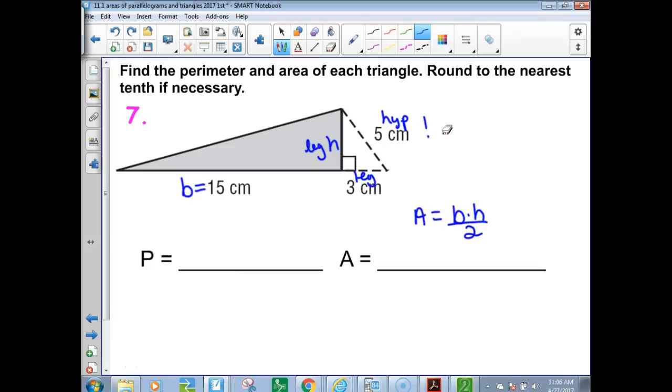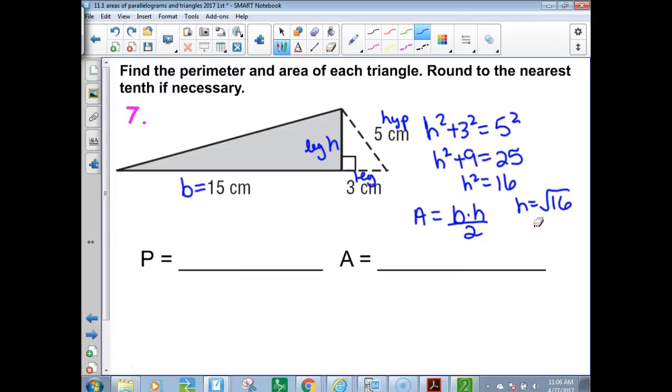So I've got h squared plus 3 squared equals 5 squared. h squared plus 9 equals 25. We're going to subtract 9 from both sides to get 16, and then take the square root. So how big is h? Yep, 4. Thank you. All right, so if the height's 4, we can do the area of this triangle now.